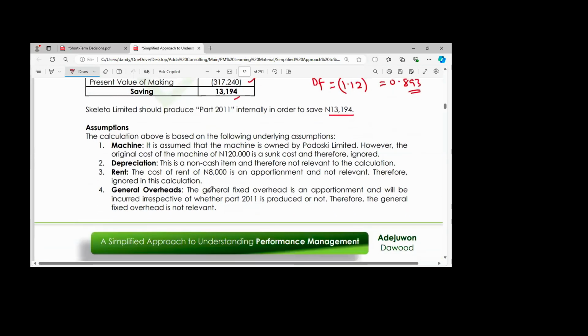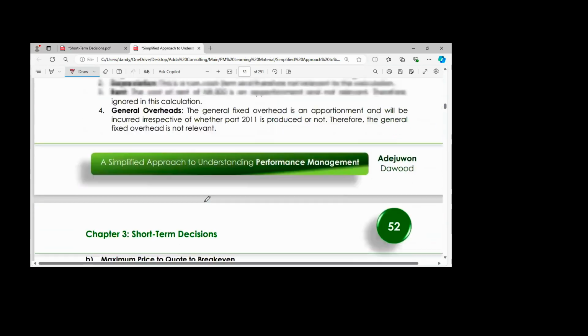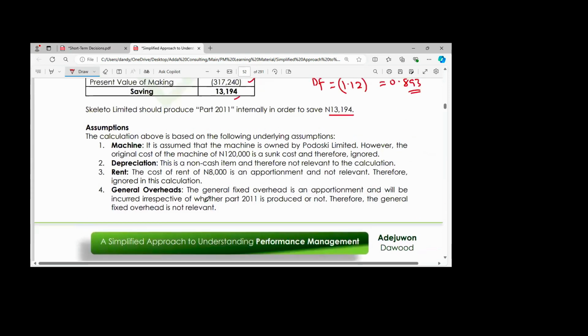And then again, because this question involves some assumptions, we have made some assumptions by saying that, okay, we are given a machine. Why did you ignore the cost of the machine of 120?